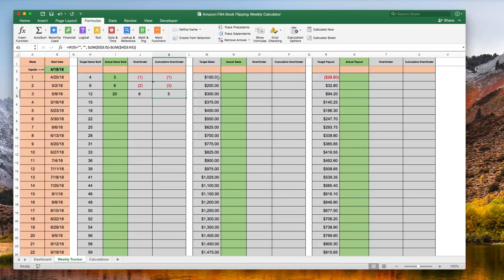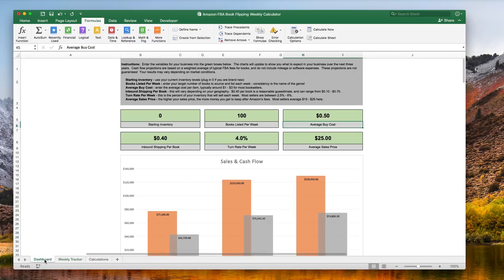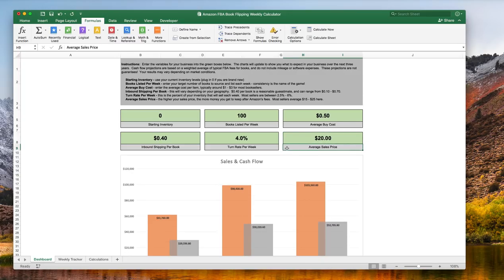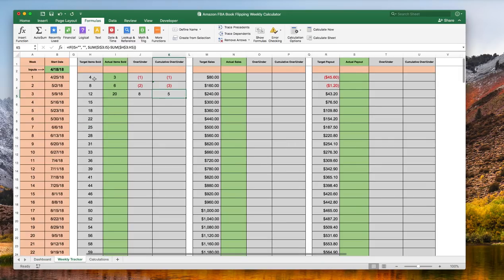It'll also show you what you should be selling. Again, we're assuming you're selling $25 books, which may be a little high. We can go back to 20. At a 4% turn, you should sell 4 books at $20 a piece. You should be selling 80 bucks. And again, you can plug your figures in here. Let's say you're at 70. It'll show you you're over or under your goal.